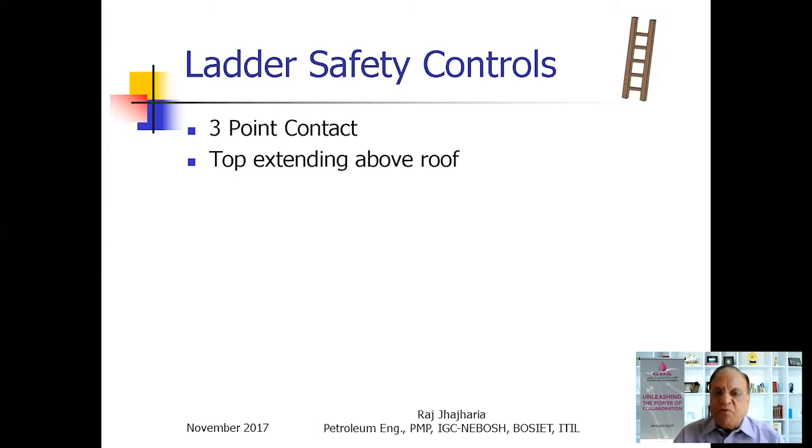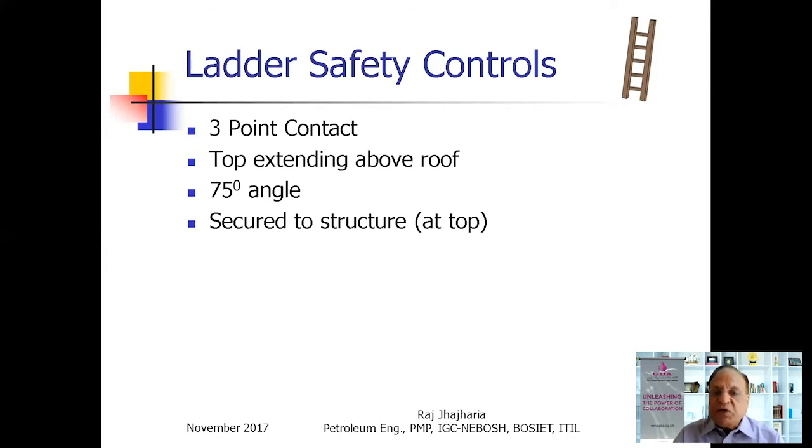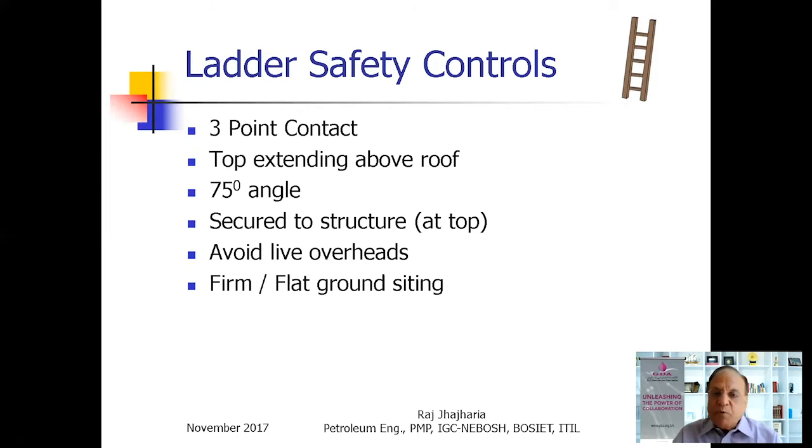Top extending above roof. So the ladder should be of appropriate height. It should be so high that the top end of the ladder is above the highest point which you want to reach. And it should be put at an angle of 75 degrees, not too little, not too much. It should be secured at the top. It should not be loose. From the top, it should be secured by a rope or a chain so that it does not slip. And always put a ladder away from a live overhead wire. And it should be put on ground which is flat and firm.